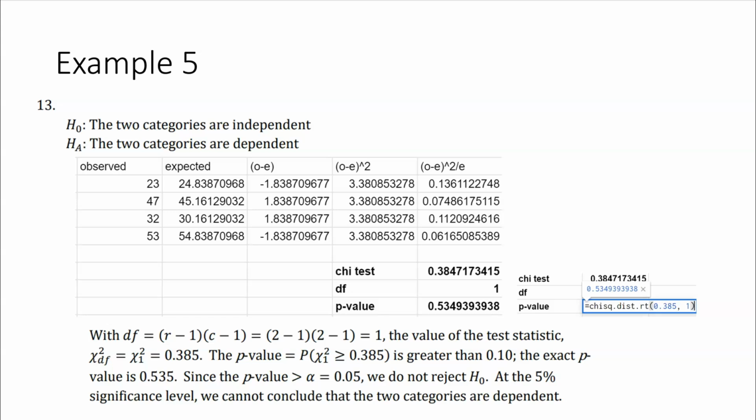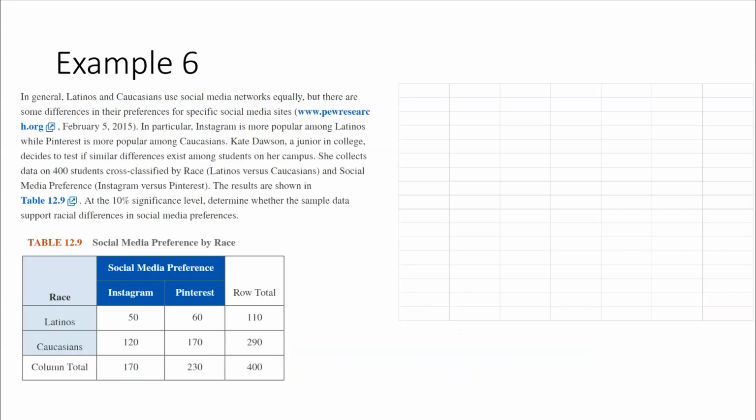We'll do one more example together, this time in a context. In general, Latinos and Caucasians use social media networks equally, but there are some differences in their preferences for specific social media sites. In particular, Instagram is more popular among Latinos or Latinx, while Pinterest is more popular among Caucasians. Kate Dawson, a junior in college, decides to test if similar differences exist among students on her campus. She collects data on 400 students cross-classified by race and social media preference, specifically Instagram and Pinterest. The results are shown in the table. At the 10% significance level, determine whether the data support racial differences.